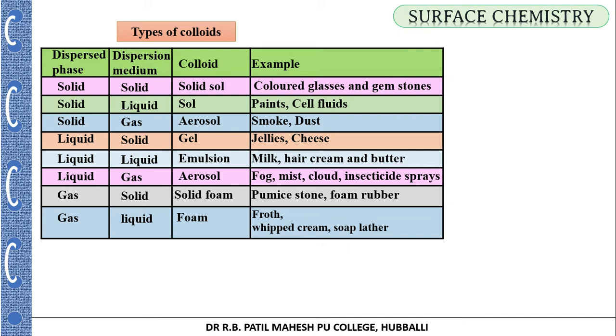Question arises, students, why is dispersed phase gas and dispersion medium gas not a colloidal system? Answer for that one is very simple. Gas in gas forms a homogeneous mixture, but when I say colloidal system, it is always a heterogeneous mixture. That's why gas in gas is not an example for colloidal system.